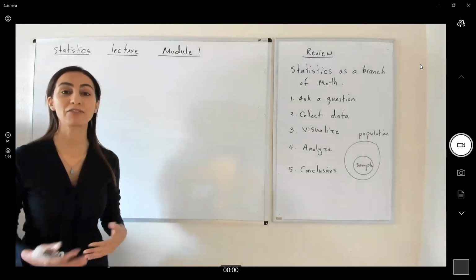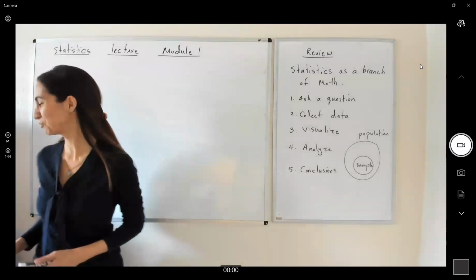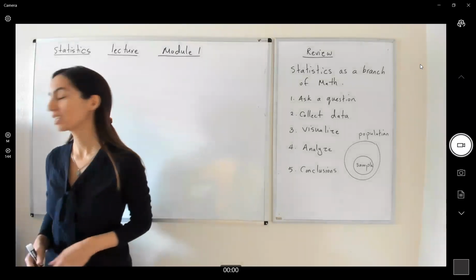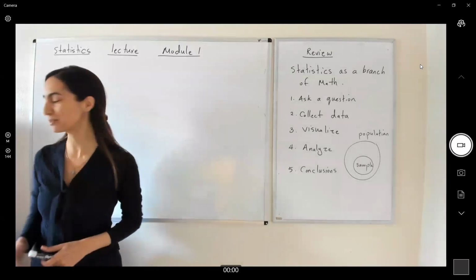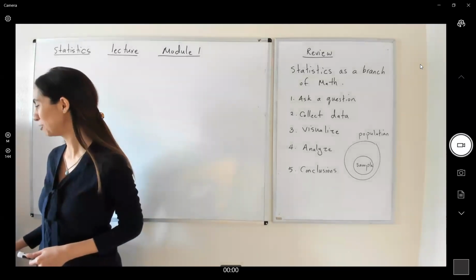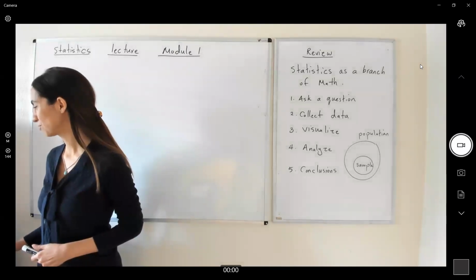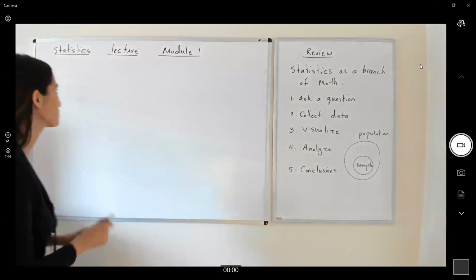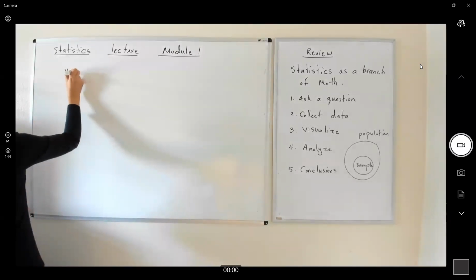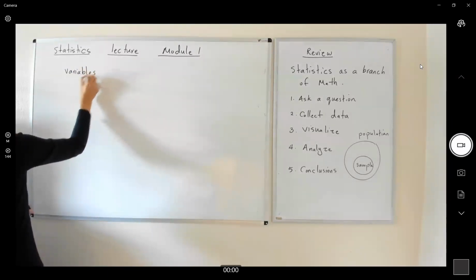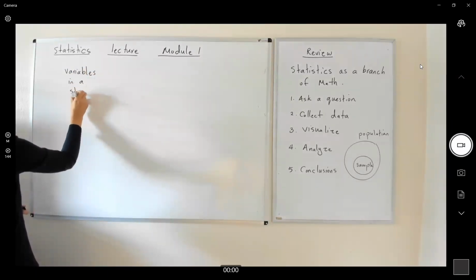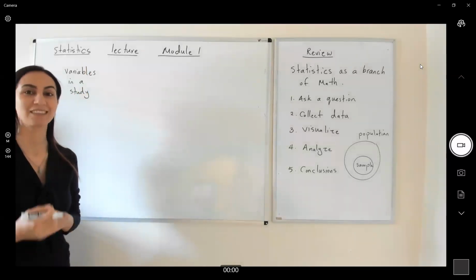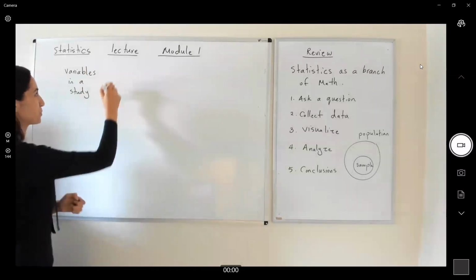We talked about different types of research questions. We also talked about cause and effect, the relation between two variables. We also talked about different variables in a study. Very well. Remember that we have two types of variables.